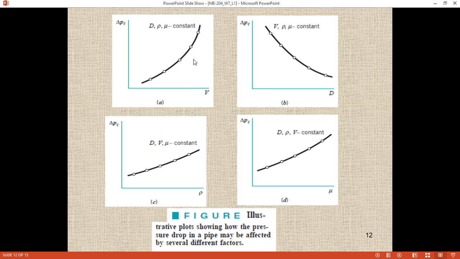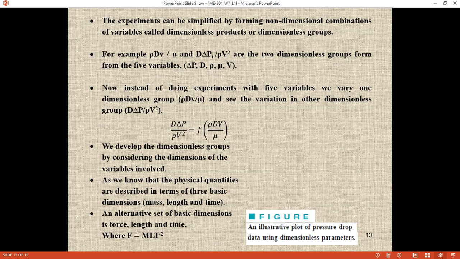So you can imagine if you are varying this experiment for different diameters, 10 or 15 diameters, how much time it will consume. So what do we do to avoid such experiments and time consumption? The experiments can be simplified by forming a dimensionless combination of variables called a dimensionless product or dimensionless group.